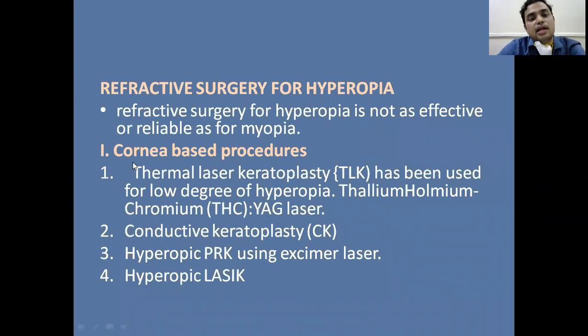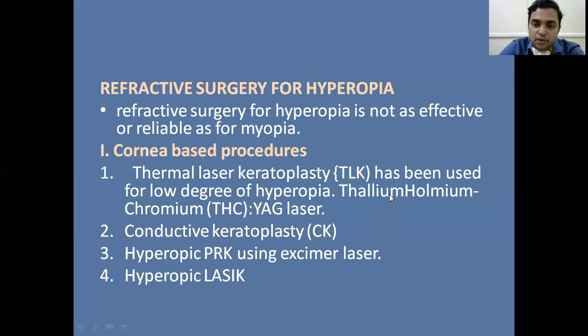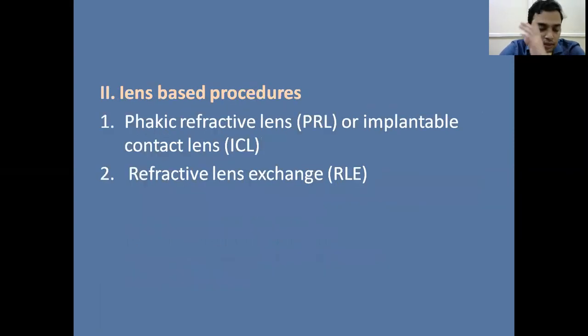In the first category, it is based on the cornea. First one is thermal laser keratoplasty. Here we use a thulium holmium chromium YAG laser, and with the use of this laser, we decrease the curvature of the cornea. And other option is conductive keratoplasty. Third one is hyperopic photorefractive keratectomy using excimer laser, and fourth one is hyperopic LASIK. When compared with the myopic refractive error, these surgeries are not that effective as in case of myopic refractive error.